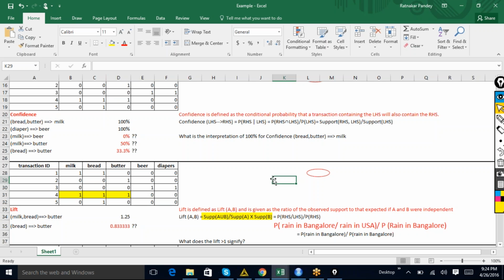Vijender is asking, what does 0.83 mean? They do not have a correlation. That's exactly right, Vijender. So that means I can consider them to be non-significant. If your manager comes and says, no, no, no, anytime somebody is buying bread, you should also push for butter, I'll say no, because the lift is not greater than 1. That means there is not enough statistical evidence to say they are being sold together, right? Any other questions? Is everybody clear?